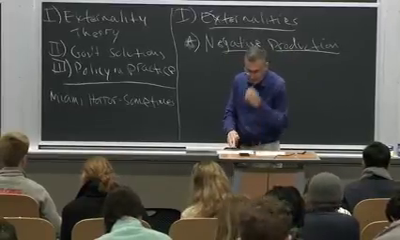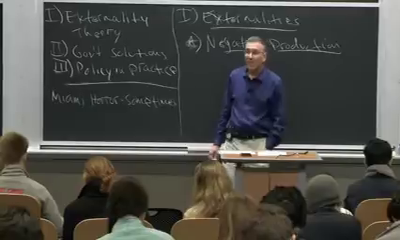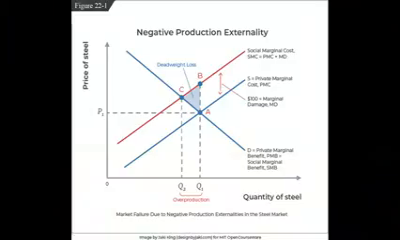So what effect does that have? Let's go to figure 22.1 and talk graphically about how we think about production externalities. This is the market for steel. Figure 22.1 is the market for steel. The quantity of steel is on the x-axis, the price of steel on the y-axis. The market is initially in equilibrium at point A. That is where demand, the downward sloping blue line, equals supply, the upward sloping blue line.